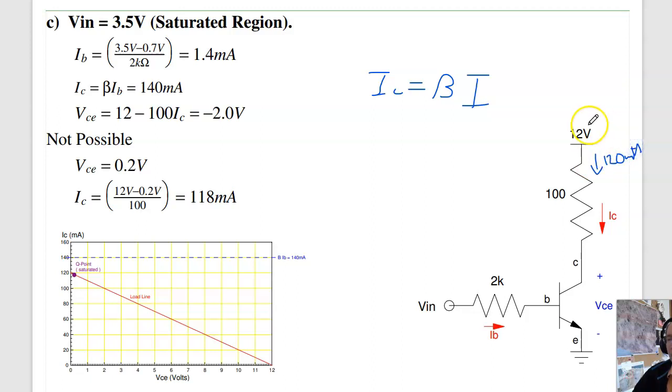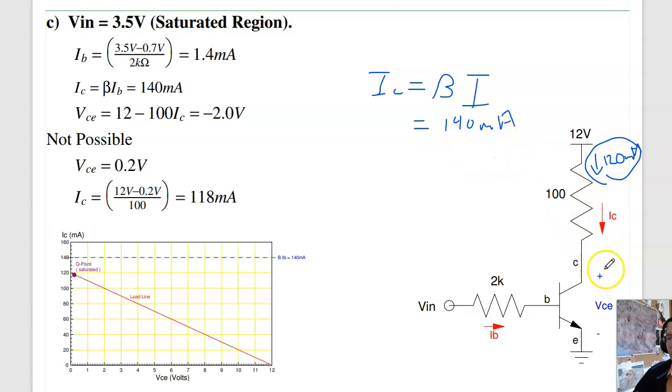That's your 12 volt power supply, 100 ohm resistor, means it can only do 120 milliamps. Suppose beta IB is equal to, say, 140 milliamps. I'm allowing 140 milliamps to flow, but the circuit only tries to push 120. The smaller of these two wins. So the winner is 120 milliamps. And what happens is I saturate.